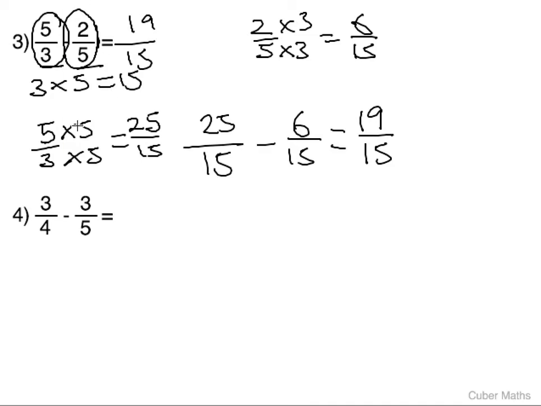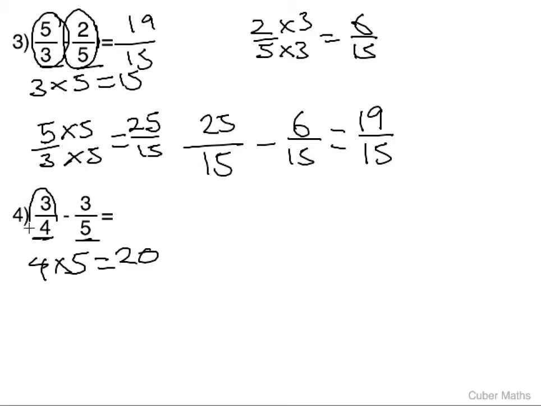Now if we take a look at our fourth problem here, we've got 3 over 4 take away 3 over 5. So if we look at the denominators, again they're different like they were in our third problem. So the easiest way to do that is times them by each other. So we're going to do 4 times by 5, which gives us 20. But again, what we do to the bottom, we must do to the top.